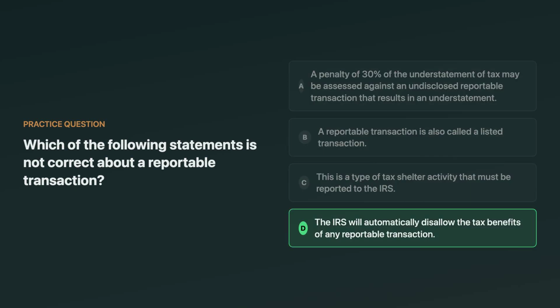The incorrect statement is that the IRS will automatically disallow the tax benefits of any reportable transaction. Disclosure, like filing Form 8886, is not automatic disallowance. It's just reporting. A tempting choice to doubt is the penalty statement, but penalties can apply when an undisclosed reportable transaction creates an understatement.